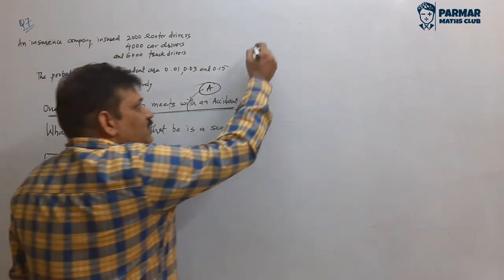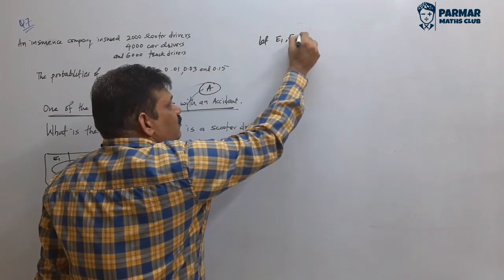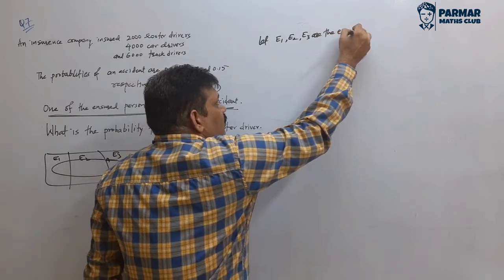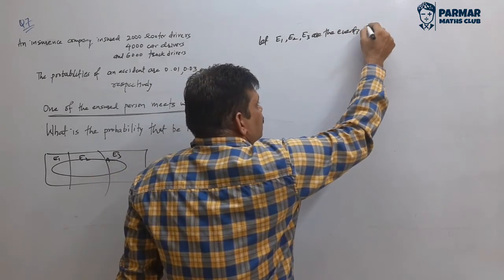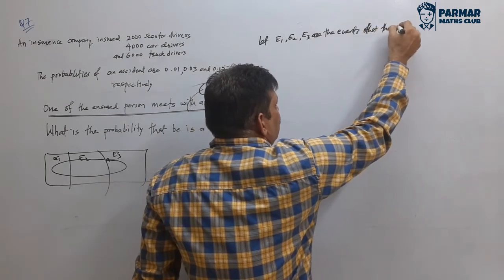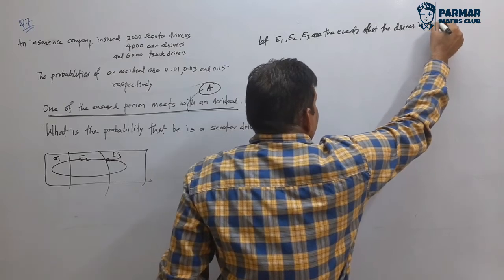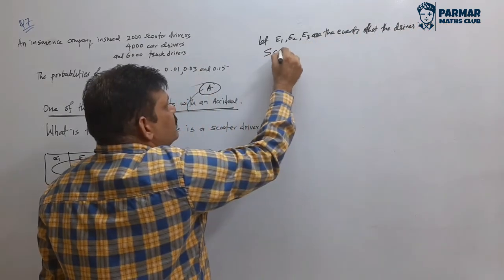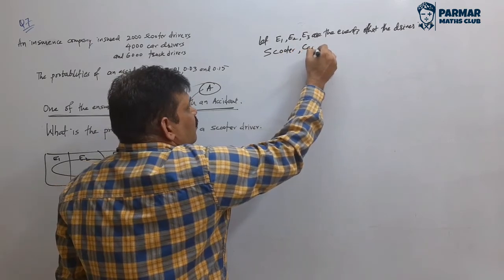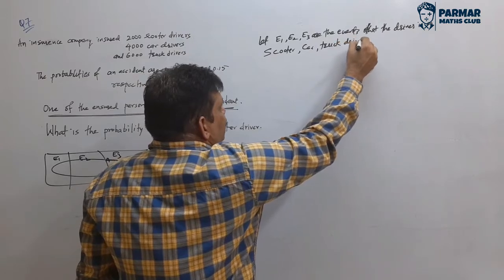So how we start the question is, let E1, E2, E3 be the events that the driver is a scooter, car, truck driver respectively.